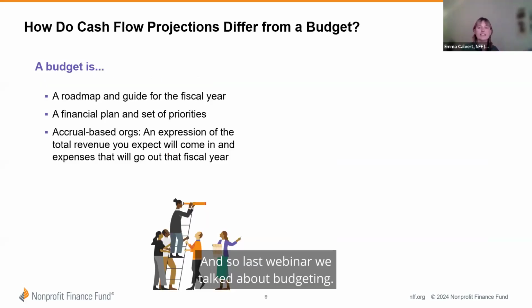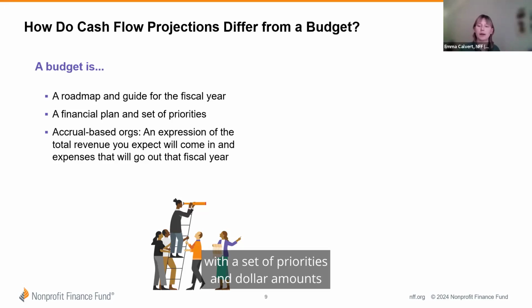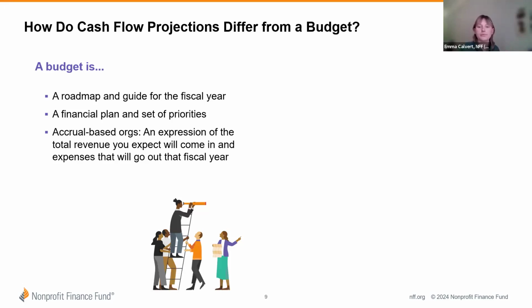And so last webinar, we talked about budgeting. And so you may be wondering how cash flow projections differ from a budget. And there are a lot of similarities. A budget is a plan for the fiscal year. It's a roadmap and a financial plan with a set of priorities and dollar amounts attached to working towards those goals.